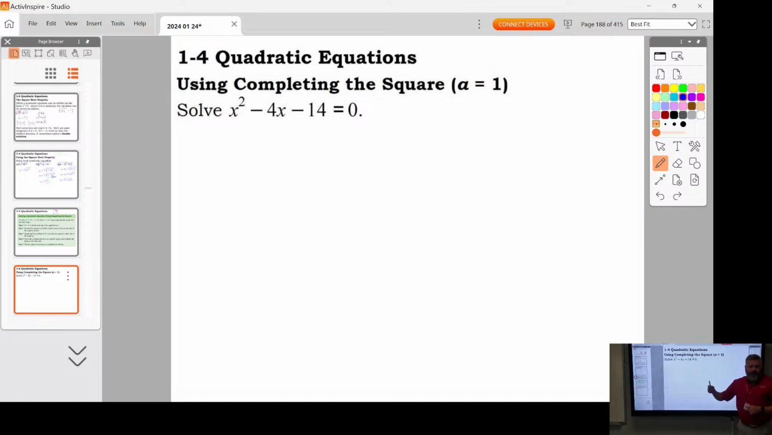Is negative 14 a perfect square? I guarantee this is not a perfect square. So to complete the square, I have to get rid of the constant. I need to get rid of that minus 14. To get rid of that minus 14, I will add 14 to both sides. I'm going to write x squared minus 4x, and leave a space because to complete the square, I've got to add something. And that something is going to go right there. Equals, adding 14 to both sides, I get 14. Any questions there?